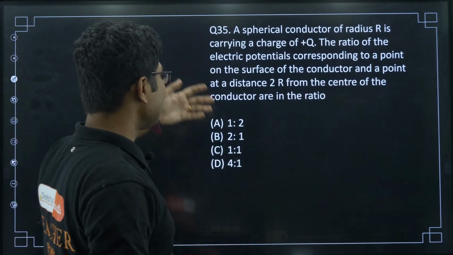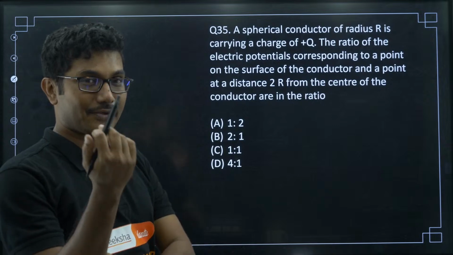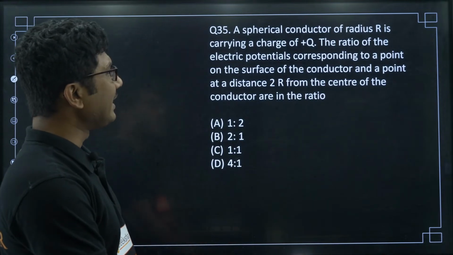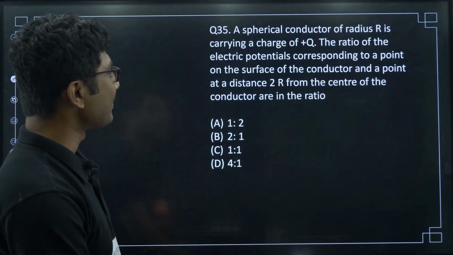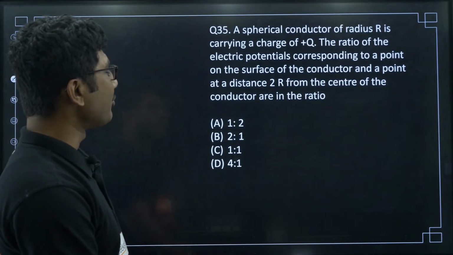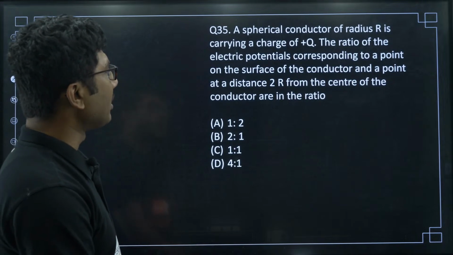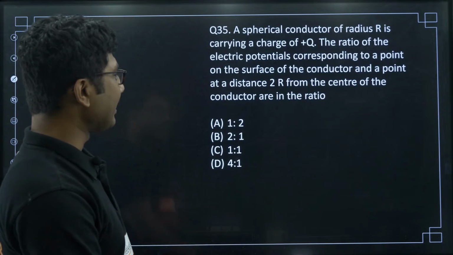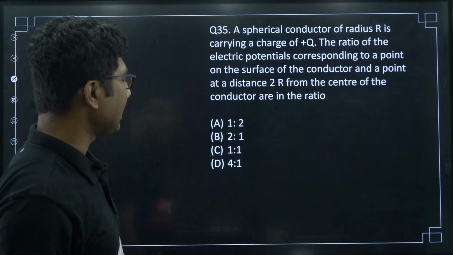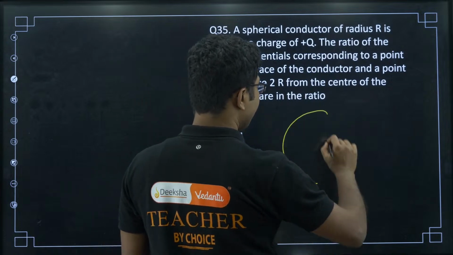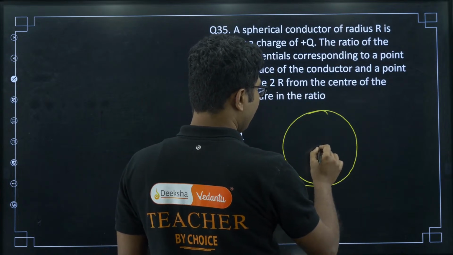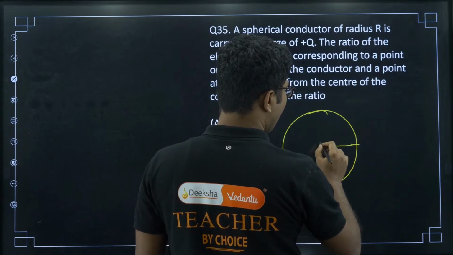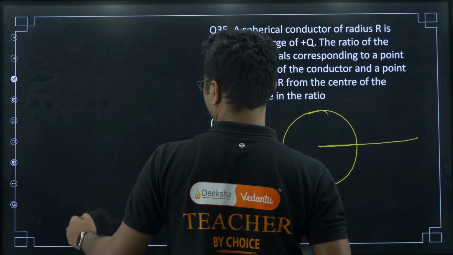Next question 35. This is an interesting question. For this I am giving you 1 minute. Okay, a spherical conductor of radius r is carrying a charge plus q. The ratio of the electric potentials corresponding to a point on the surface of the conductor and a point at a distance 2r from the center of the conductor are in the ratio. So, there is a spherical conductor. Now, they are saying the electric potential on the surface to a point at a distance 2r.